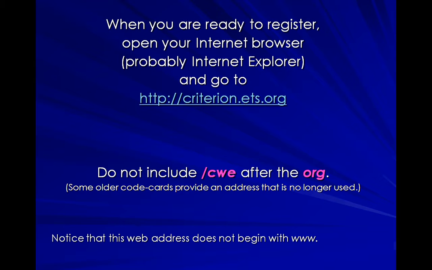When you're ready to register, you open your internet browser and go to this address. Notice that this address does not have W's. Notice that it's not .com. The address is exactly like this: http://criterion.ets.org. Most instructors will put a link to Criterion in their Blackboard site, so you could also go to it that way.